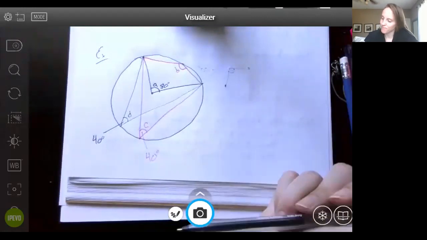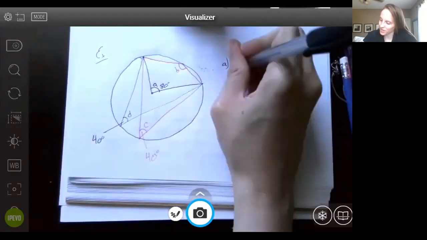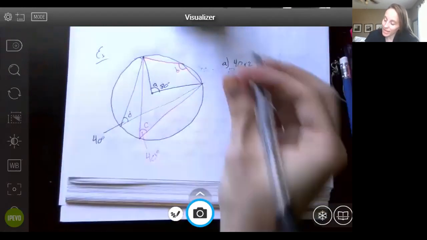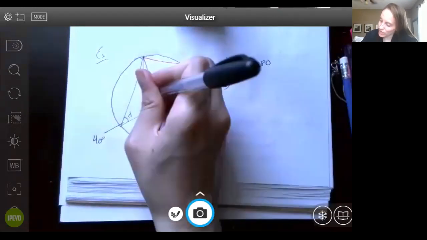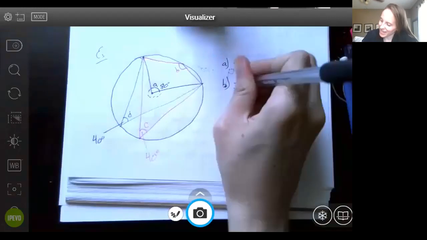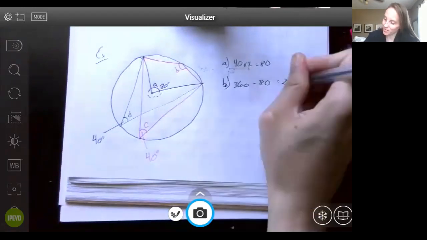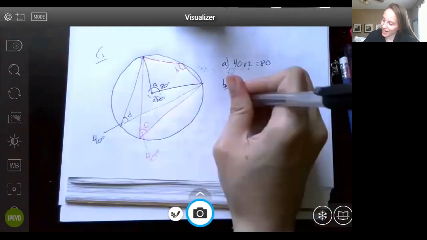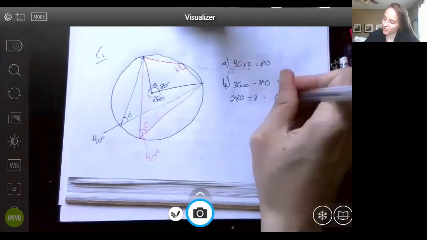So just to kind of review this, to find angle A, I did 40 times 2 is 80. Those two are the same. And then to find angle B, you could say 360 minus 80 is 280, which would be this angle right here. And then do 280 divided by 2, which is 140.